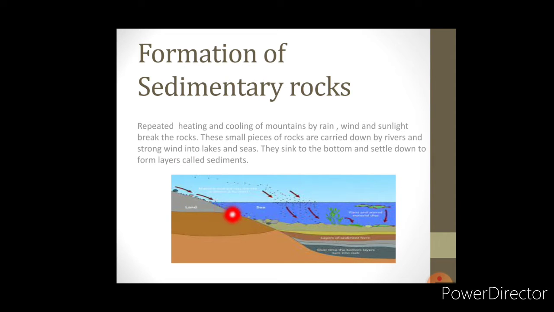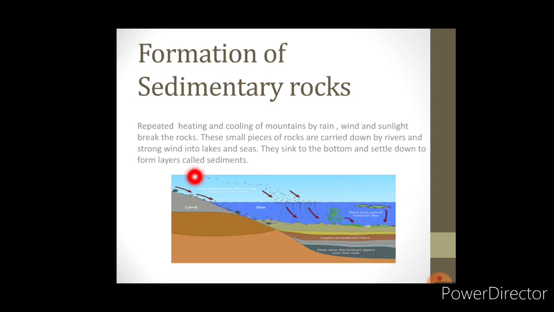How do they get heated? Due to summer, because of the sun's heat, the mountains get rapidly heated, and then they cool at night time. This repeated heating and cooling, sometimes with rain, wind and sunlight, breaks the rocks which are there on the mountains. These small pieces of rocks are carried down by rivers and strong winds into the lakes and seas. So whatever is broken down on the mountains is carried into the sea by rivers.